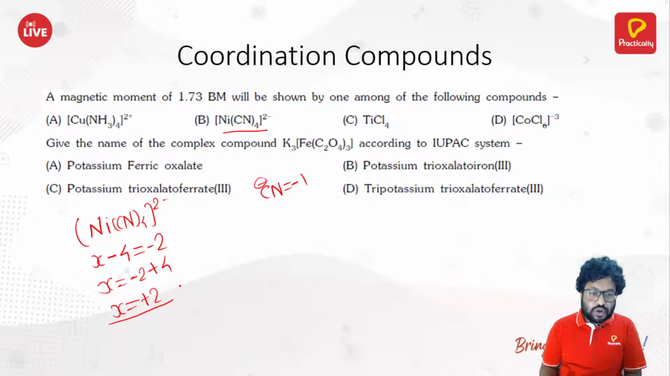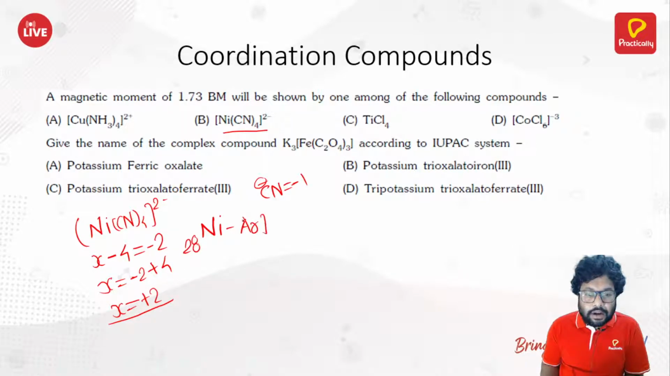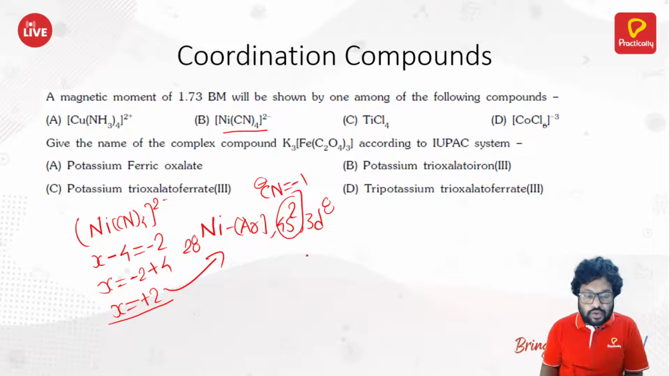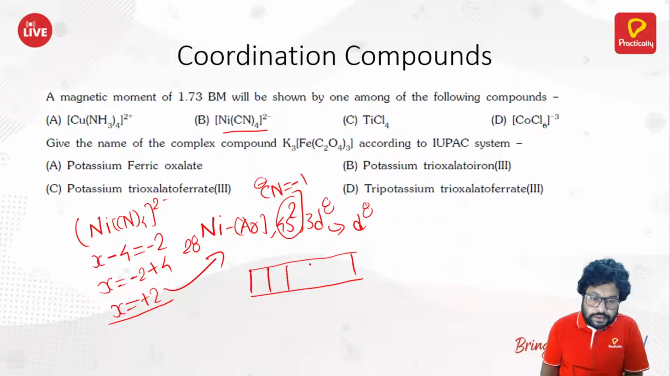So nickel is in a plus 2 oxidation state. The atomic number of nickel is 28. Electronic configuration argon 4s2 3d8. And since nickel is in plus 2, the s2 electrons go. You remain with d8. And how can you arrange these 8 electrons in the d orbital? 1, 2, 3, 4, 5, okay, let's arrange them. 1, 2, 3, 4, 5, 6, 7, 8. How many unpaired electrons do you have?